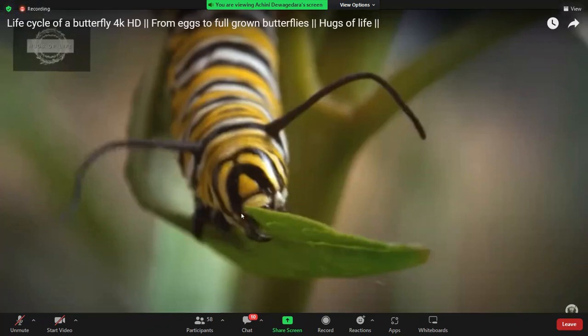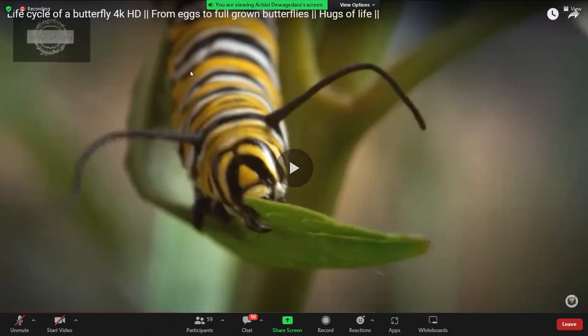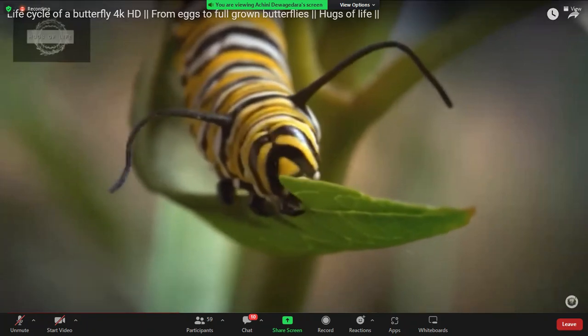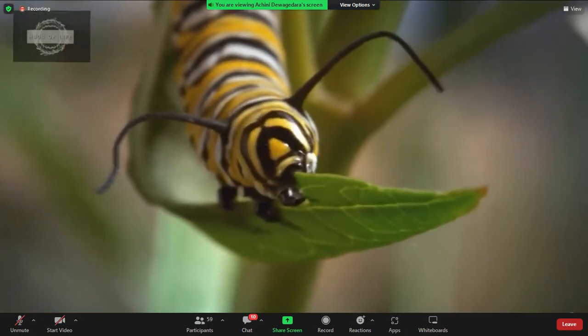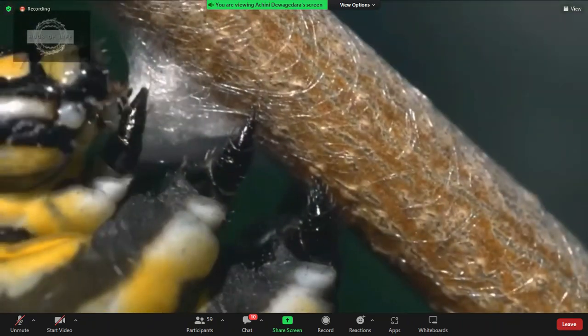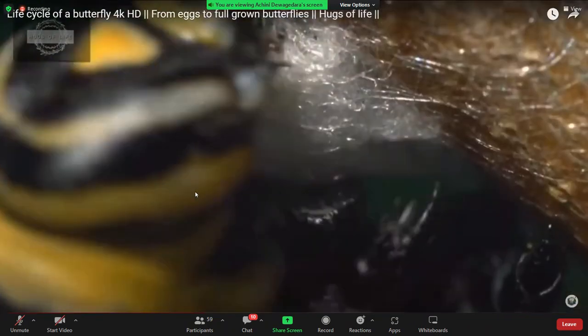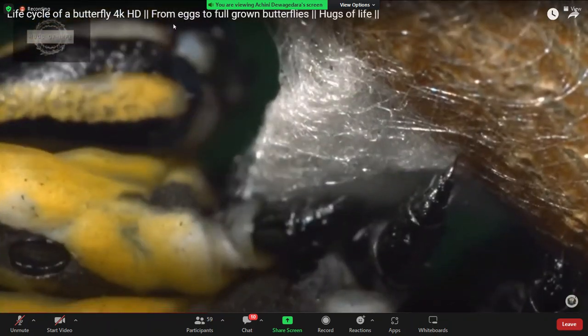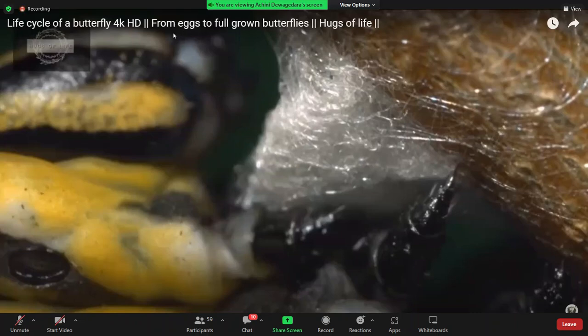So when you look here, can you identify the type of mouth parts they have? Chewing. Yes, one is chewing mouth parts. Here you can see how they are developing their cocoon.